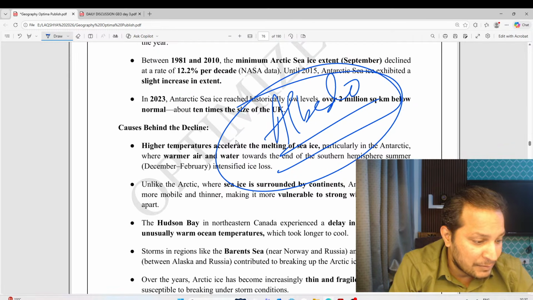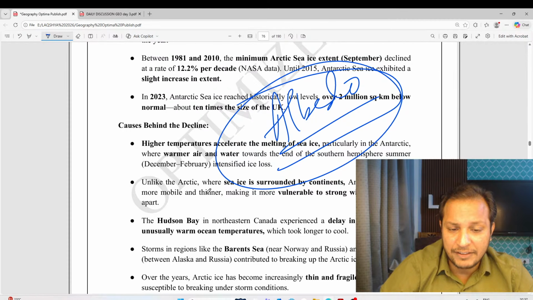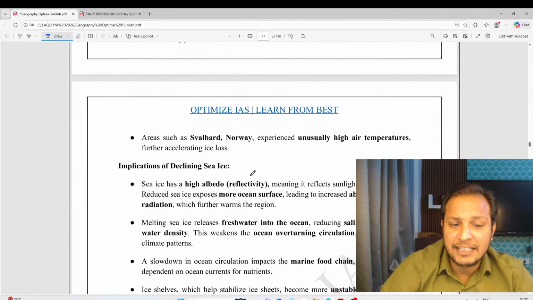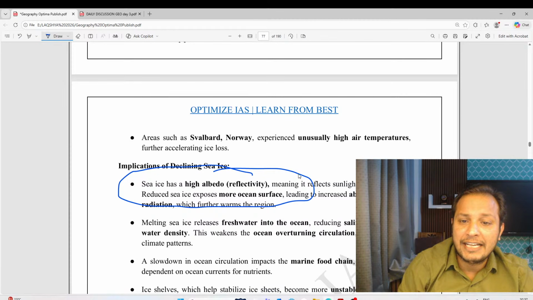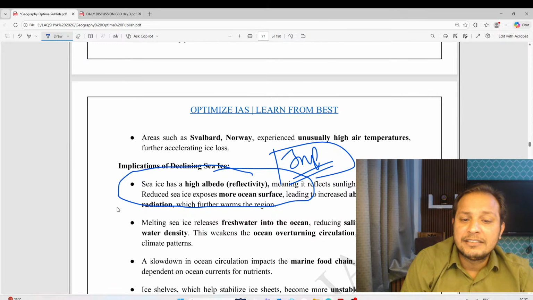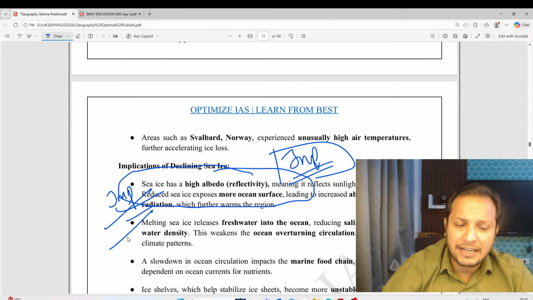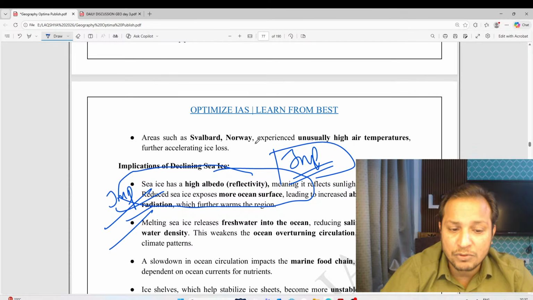The albedo effect is one of the most important effects which you need to prepare, and UPSC has been asking questions on the albedo effect multiple times. You can see here, sea ice has high albedo. When the sea ice albedo reduces, this will be a big issue. It will impact everything, it will impact climate change. The sea will get warmer, and it will absorb more solar radiation.